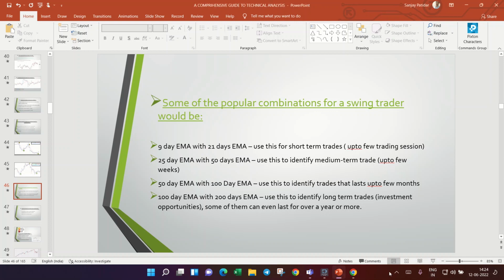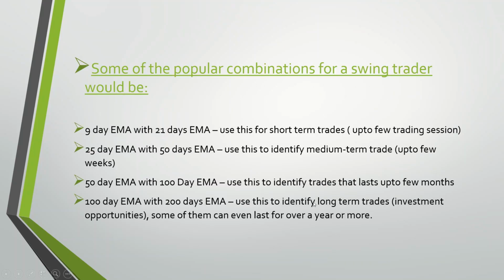And you can use the 100-day EMA with the 200-day EMA for identifying investment prospective trades on a daily time frame, or you can use that on a weekly time frame. If you use the 9-day EMA with the 21-day EMA on a weekly time frame, then it will be a trade for a longer horizon, because the time frame significance is that it shows your time perspective, the time duration for which you want to take this trade.